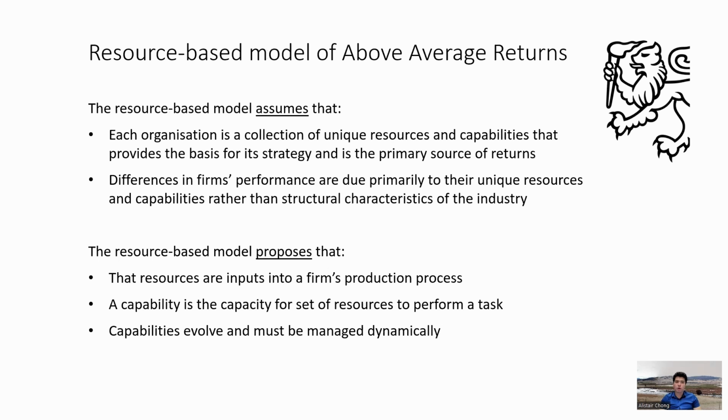So the resource-based model of above average returns assumes that each organization is a collection of unique resources and capabilities that provides the basis for its strategies and the primary source of returns, or our competitive advantage. So differences in the firm's performance are primarily due to their unique resources and capabilities rather than some of the structural characteristics of the industry. By this we mean, what things do we have in our organization that make us special, as opposed to what makes up all the competitors within our industry?